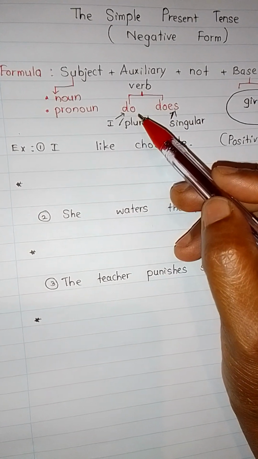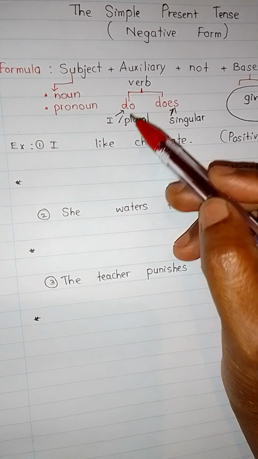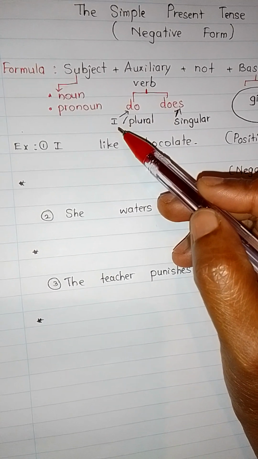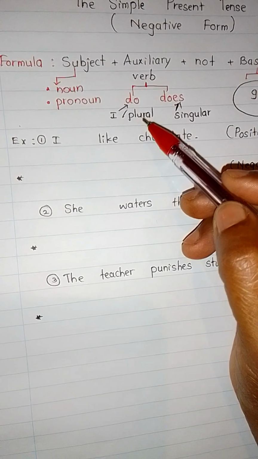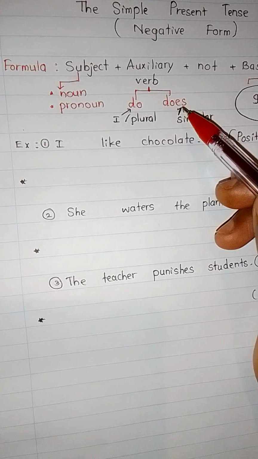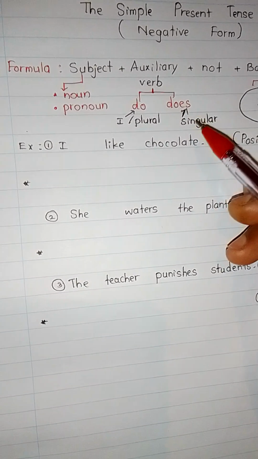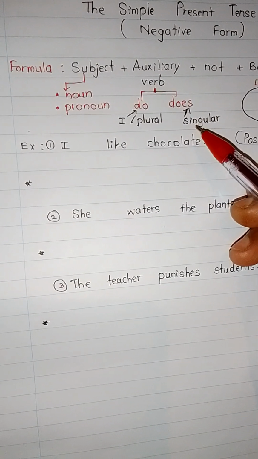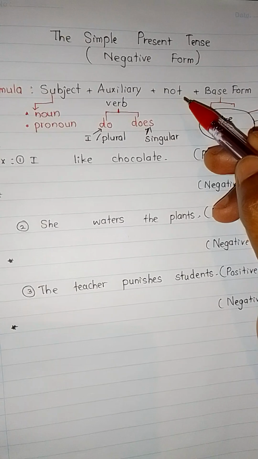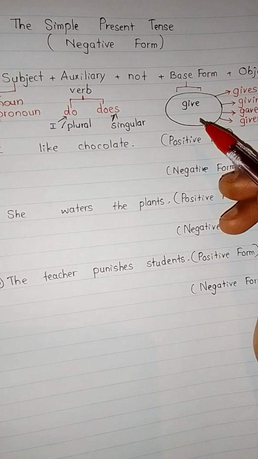We can use the auxiliary do with the subjects like pronoun I and any plural noun or pronoun. And the auxiliary does is used with singular subjects and pronouns. Then the negative form not and the base form.